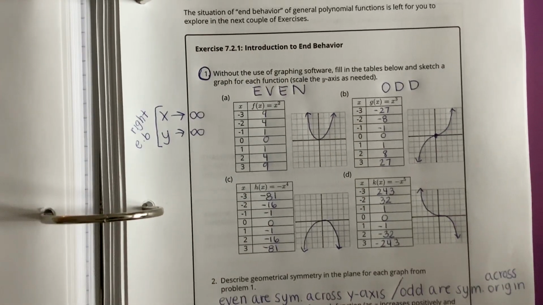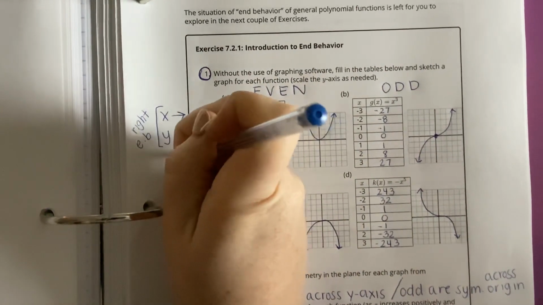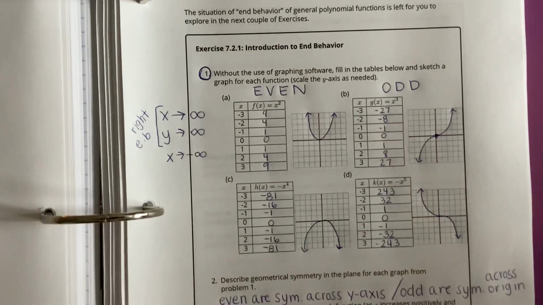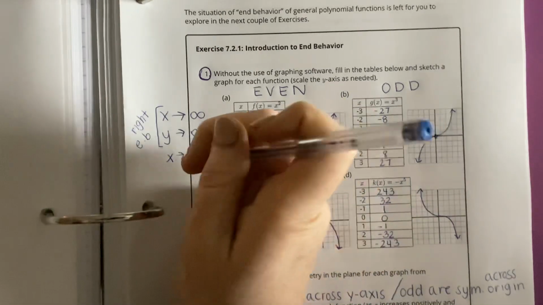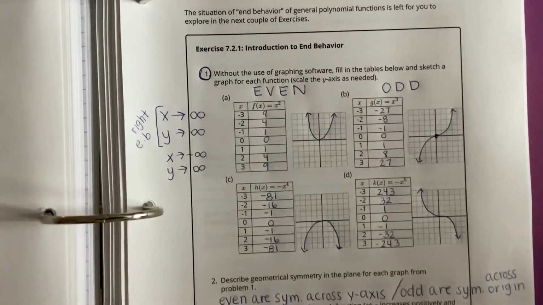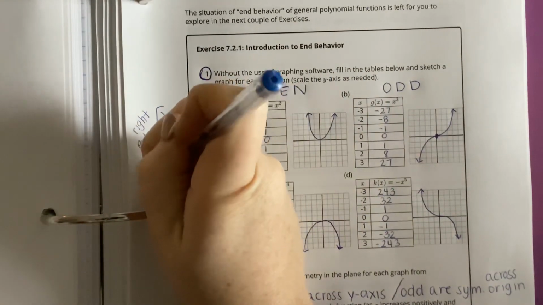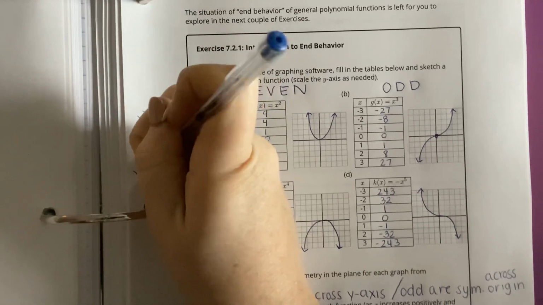So then if we were going to do the left side, we would say as x approaches negative infinity, so as we go to the left, because all your negative numbers are on the left, what's your y doing? Well, as we go to the left of our graph, we're still going up, up, up. So it's going to be as x approaches negative infinity, y approaches positive infinity still, because it's going up in both directions. This is your left end behavior.